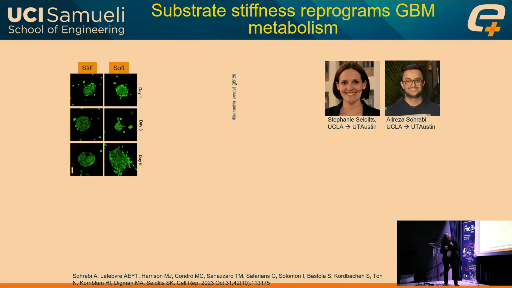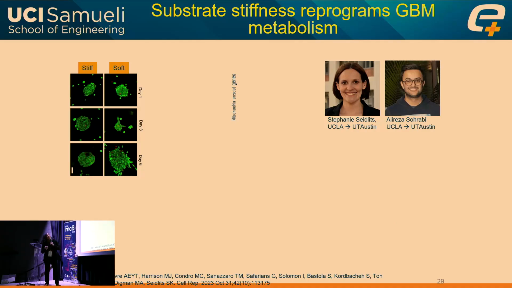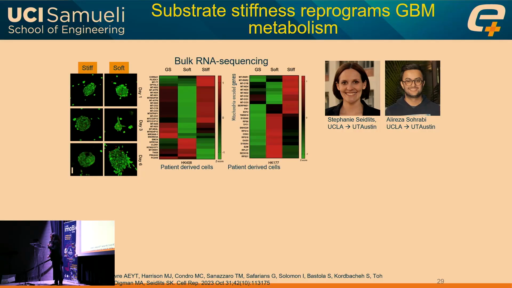There are no cells that are actually migrating out of the spheroid. In day 3, we start to see a few cells appear in the soft condition. And in the soft condition, you see these cell protrusions after 6 days. So Stephanie's lab does bulk RNA-seq measurements.